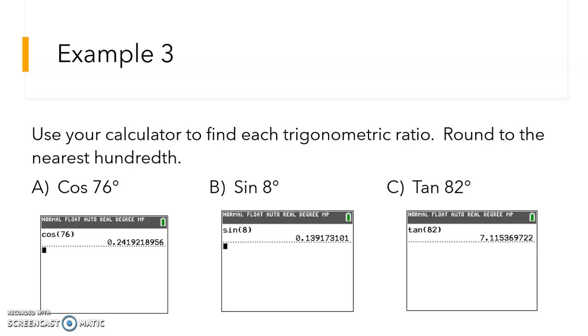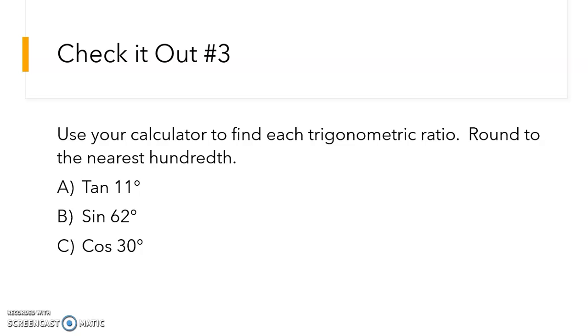For now, you have another check it out question. So let's try it again. In check it out number 3, you're using your calculator to find each trig ratio rounded to the nearest hundredth. Letter A was the tangent of 11, B was the sine of 62, and C is the cosine of 30. So please do that on your response page. And that's it for this video. You have another video coming up with some harder applications of the trig functions. So please make sure to watch it.